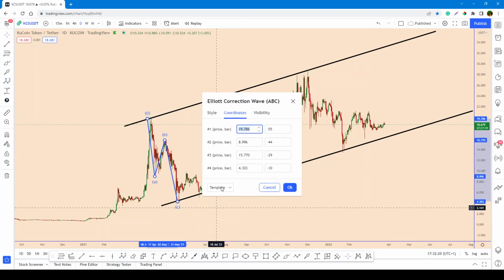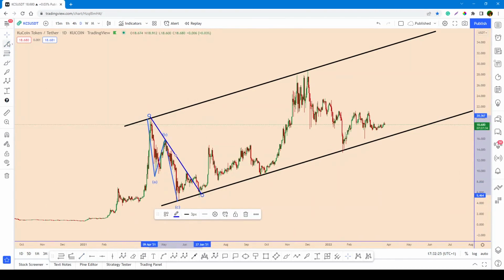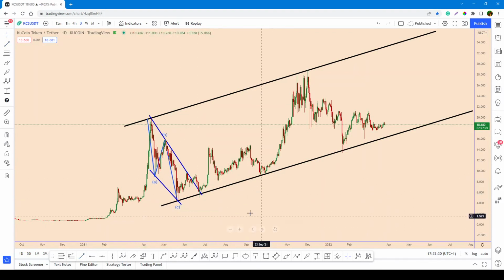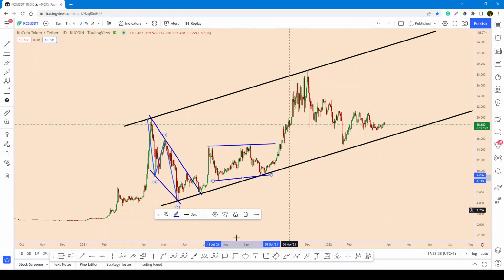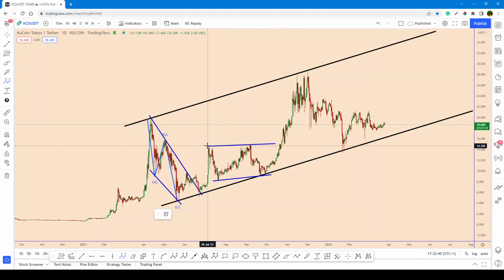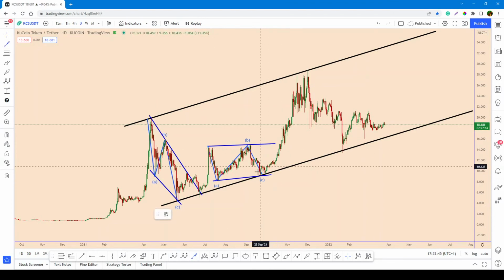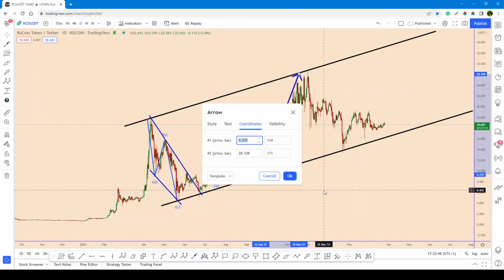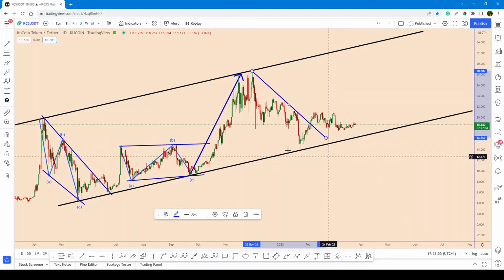What is very interesting with this coin is that price made the first wave correction. It was a type of flag here, triangle, it doesn't matter. Look at the pattern, ABC correction. We had another corrective pattern, another ABC correction as well, and after that we can see that price moved higher. We have another correction at this point. This is corrective movement as well.